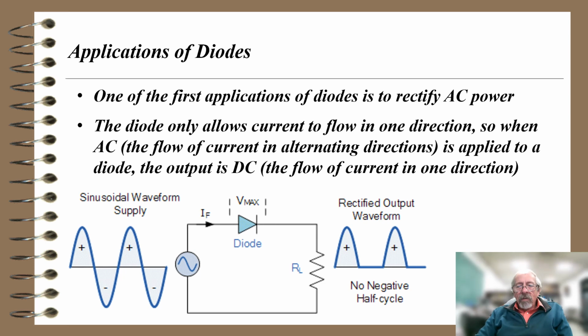DC, by definition, is direct current that moves in one direction, and that's what it does. However, it turns out this pulsating waveform actually has an AC component in it, and we have to get rid of that somehow, so we usually use a filter, a capacitor, to get rid of the AC component of the pulsating DC.